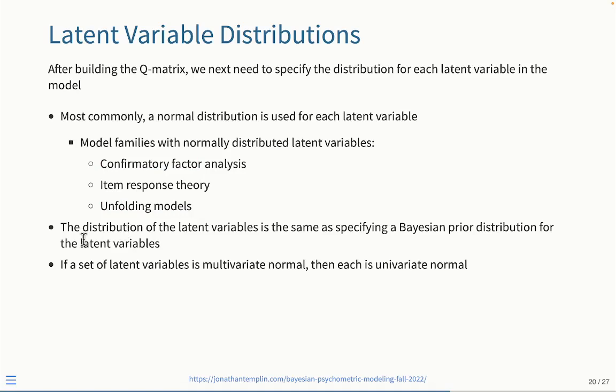But when we specify this distribution, the distribution of the latent variables is the same as specifying a Bayesian prior distribution for the latent variables. So this distribution is serving as a prior for each person's set of parameters in our models. And then the other thing I want to note: if we say a set of latent variables, in this example from today's slides, 2 latent variables, are multivariate normal, so now we have a bivariate normal distribution for our latent variables, that's similar to saying that each latent variable by itself, marginally, follows a univariate normal distribution.